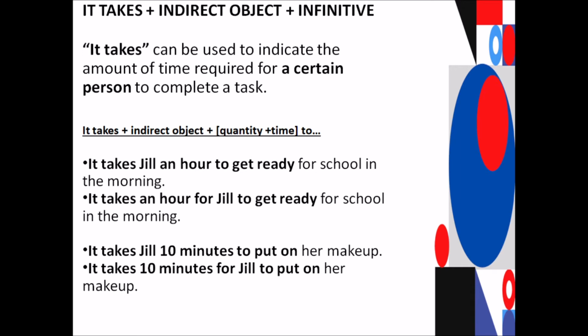Next example. It takes Jill 10 minutes to put on her makeup. So I know that someone takes 10 minutes to put her makeup on. So who takes 10 minutes? Jill. So it takes Jill 10 minutes to put on her makeup. And the next one. It takes 10 minutes for Jill to put on her makeup. Okay, it doesn't really matter if the indirect object comes first or the amount of time, okay? No problems here.